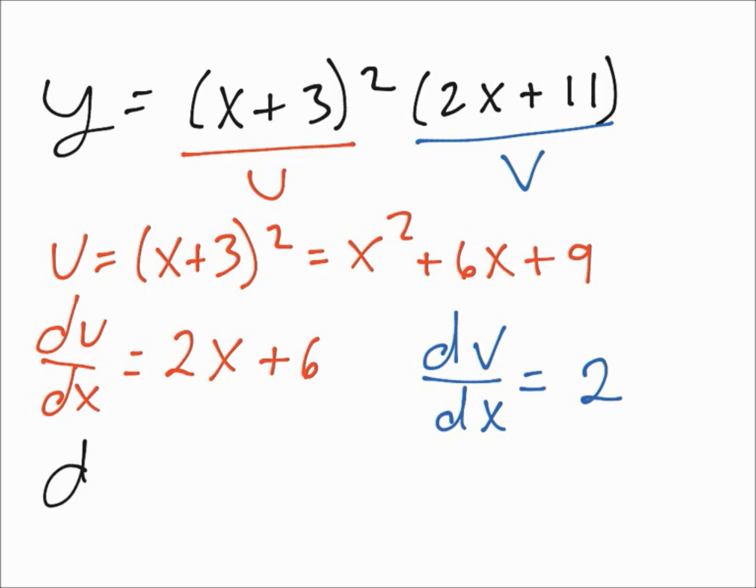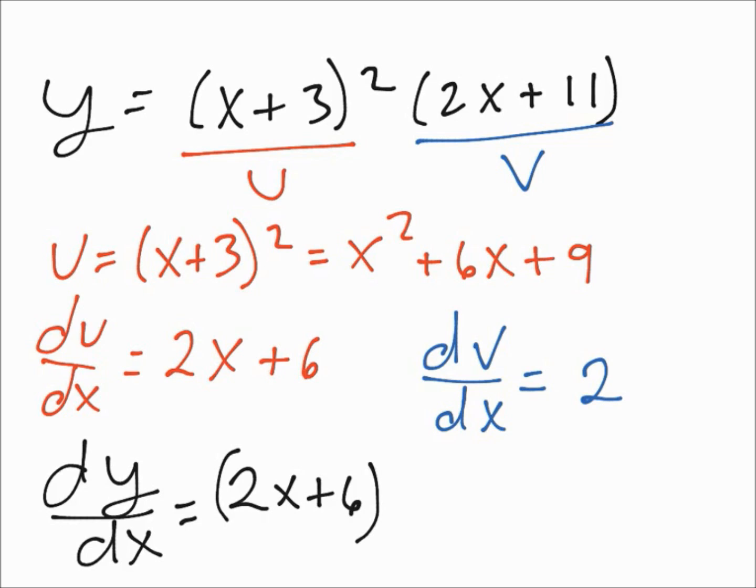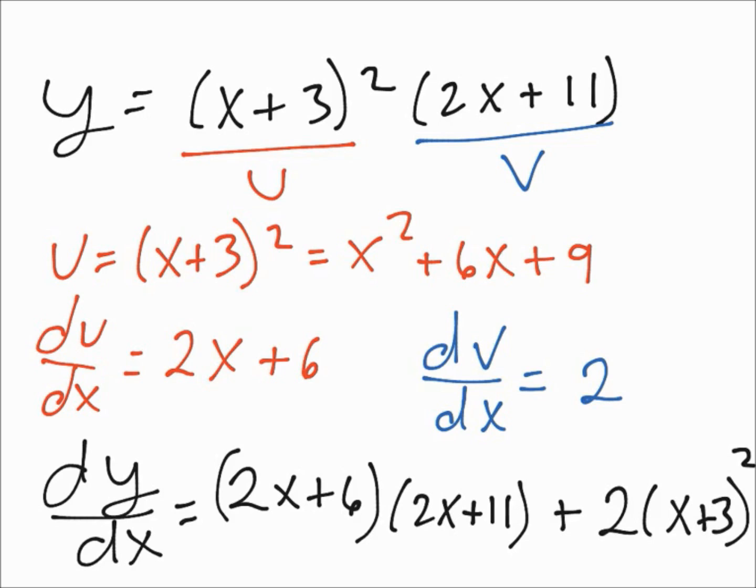So our dy dx is going to be equal to 2x plus 6 times v, so 2x plus 11, that's what, 2 times x plus 3 squared. That's the result.